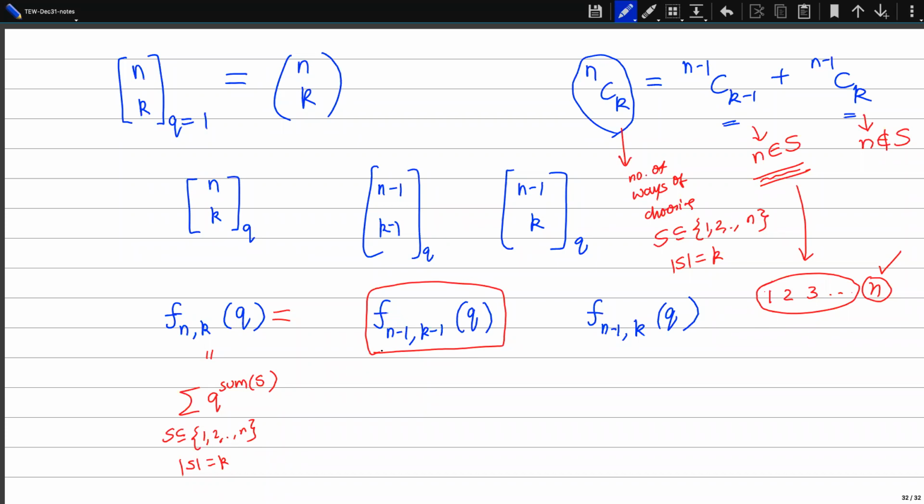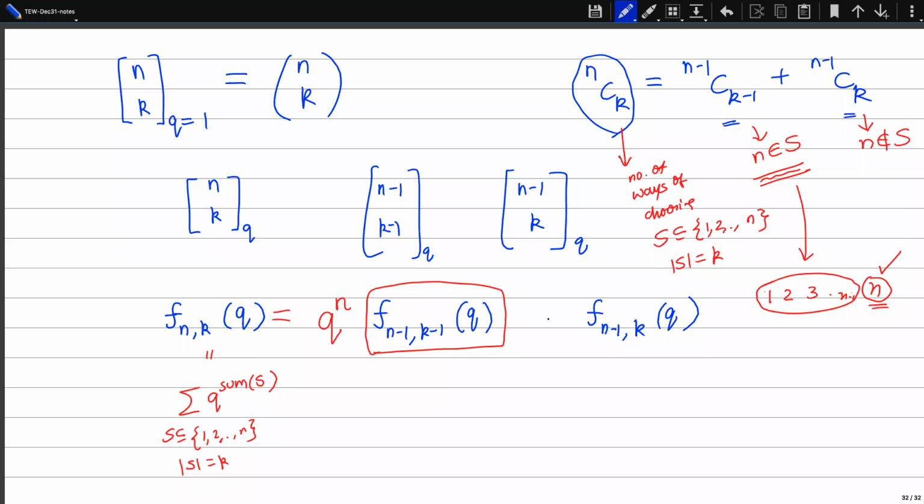That q power n is common for every term. The q power n is there in the first term, definitely. So I have to put an additional q power n because n has been chosen, right? So for every subset of the first n minus 1 that I choose, the sum will also include one more element, which is n. So I have to also add its sum to it. So q power n will come out.